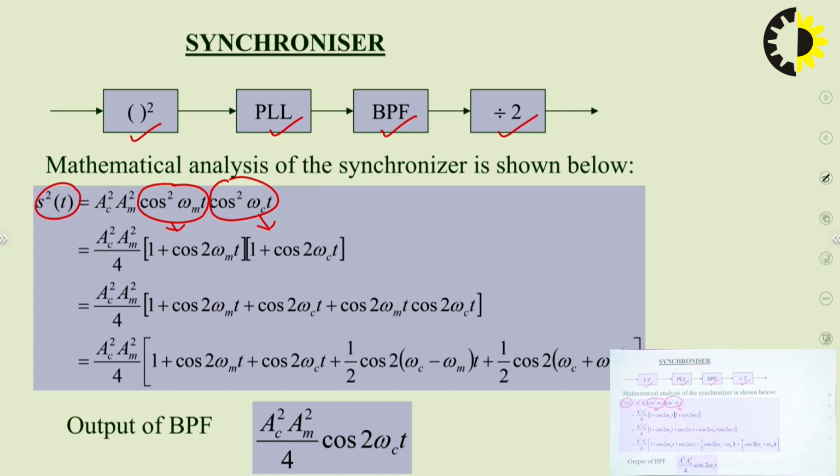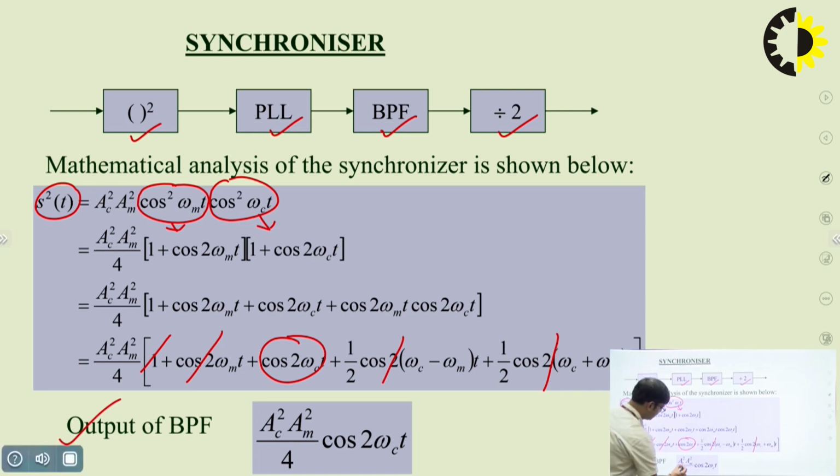So, here we are having 5 terms. There are 5 terms in this expression, as we can see, and out of these 5 terms, we only pass this term by the band pass filter and we suppress the remaining ones. So, this is the output of band pass filter, Ac square Am square by 4 cos 2 omega c t. This is the output of band pass filter.